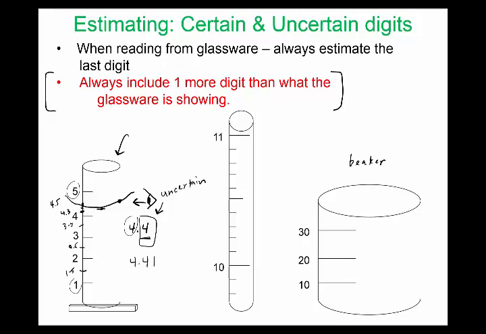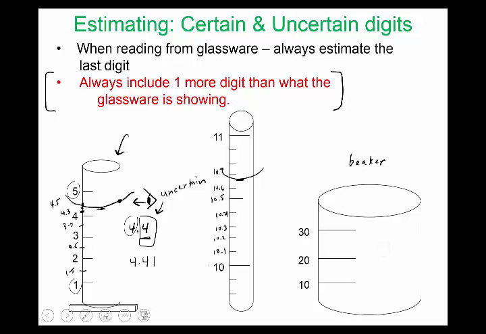Okay, let's try another example. So let's say we have water up to here, and here's our meniscus. So from here to here is 1. So this must be 10.5, and these must be going up by 0.1, 10.1, 10.2, 10.3. So you figure out the hash marks, 10.5, 10.6, this is 10.7.